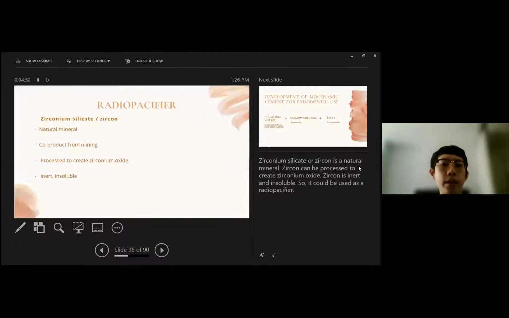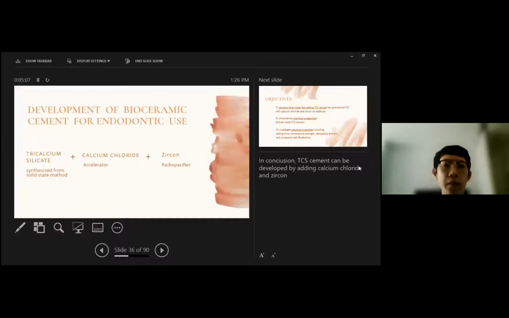Zirconium silicate or zircon is a natural mineral. Zircon can be processed to create zirconium oxide. Zircon is inert and insoluble, so it could be used as radiopacifier. In conclusion, tricalcium silicate cement can be developed by adding calcium chloride and zircon.